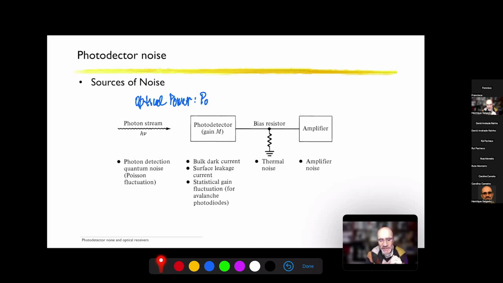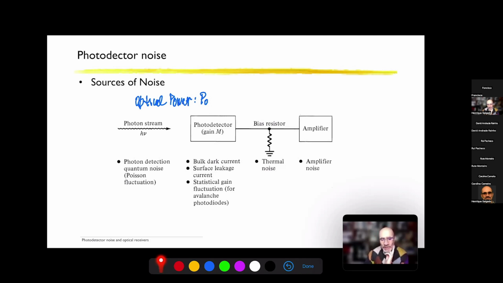And in avalanche photodiodes, we also have avalanche gain. And this avalanche gain is also statistical in nature. And so there's some gain fluctuation, which gives rise to additional noise as well. And then in the electrical part of the circuit, we have thermal noise generated by the resistances and amplifier noise generated in active devices. And so all these noises are combined to define a certain signal to noise ratio at the receiver. Okay.